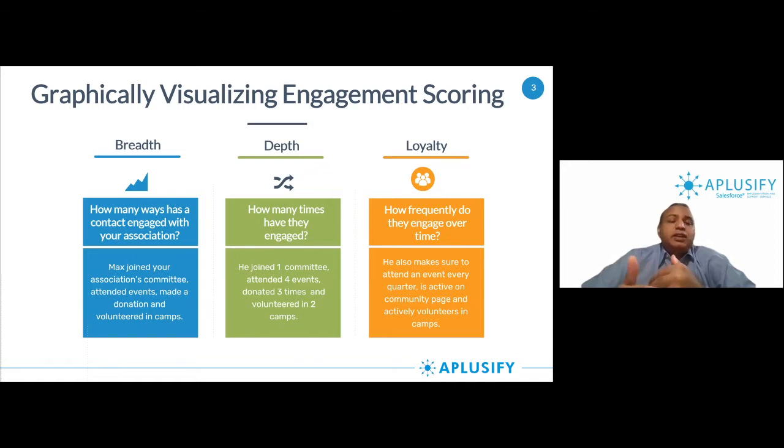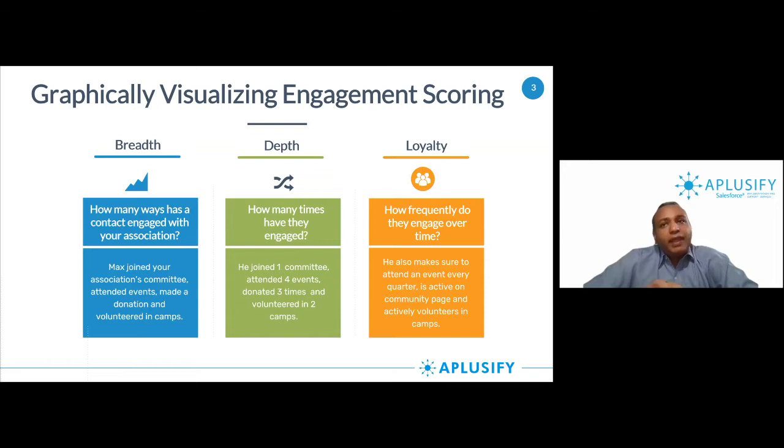Is he attending one event, or is he attending multiple events in a year? If he has attended 4 events, that tells you the depth of his engagement, because he's not just attending one event for the sake of attending an event. He's actually very proactive and attending a lot of events that you are holding within a year. He has not donated once, he has donated 3 times, and he has volunteered in 2 camps. So you put a number on how many times he's engaging with you. That gives you the depth of his engagement with your association.